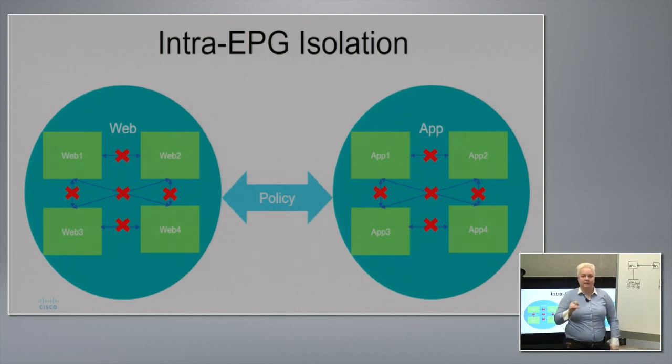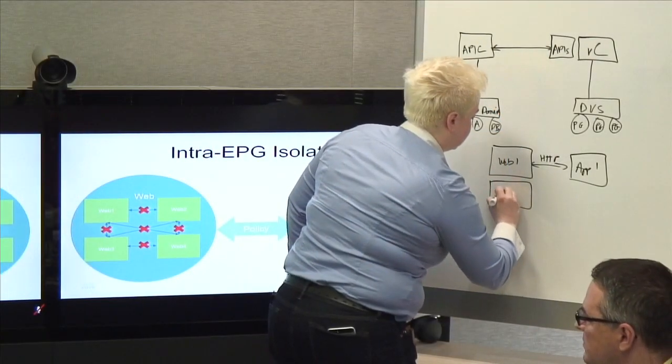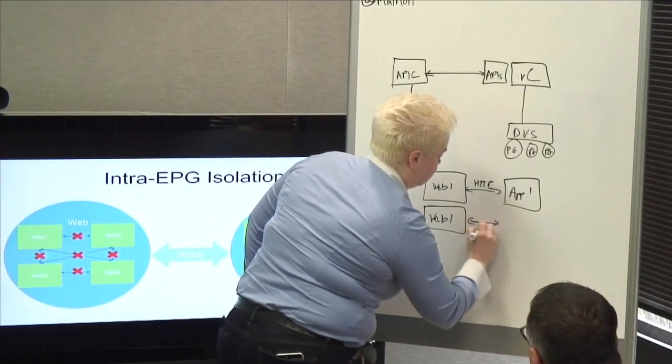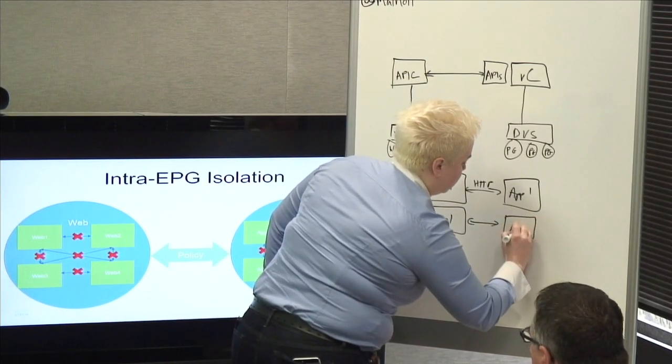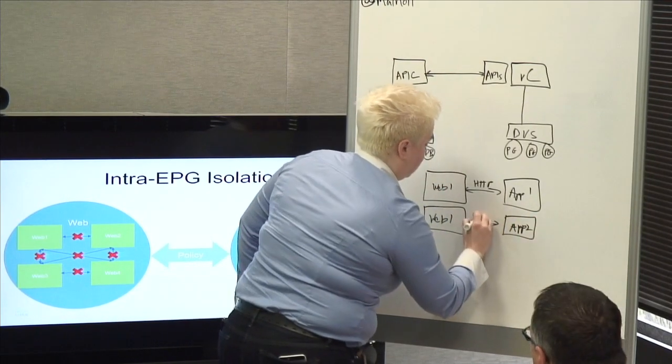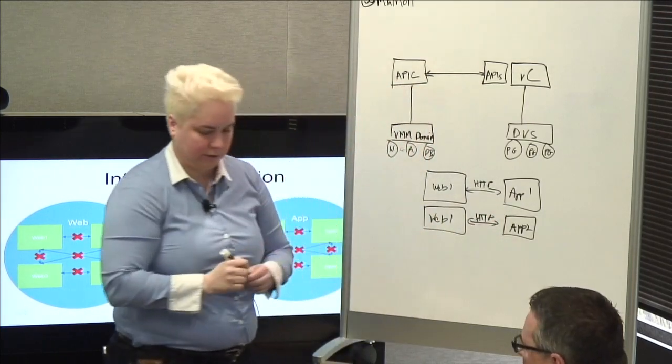So think of all those ACLs and ACEs that you have to create in order to accomplish this in a more traditional network, right? But with this, we create one contract. Maybe it has one or several filters, and we're good to go. And then you can still have Web 1 talk to App 1 over HTTP or whatever protocol you're using. And Web 1 can talk to App 2 and so on over HTTP and whatever other filters you're describing.